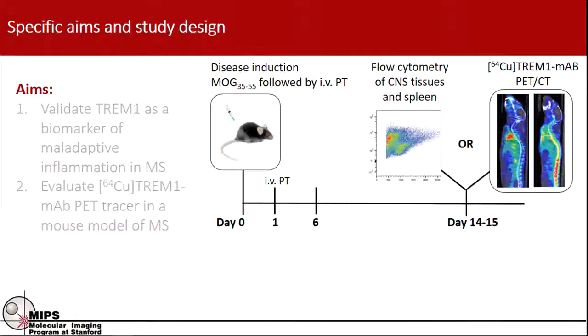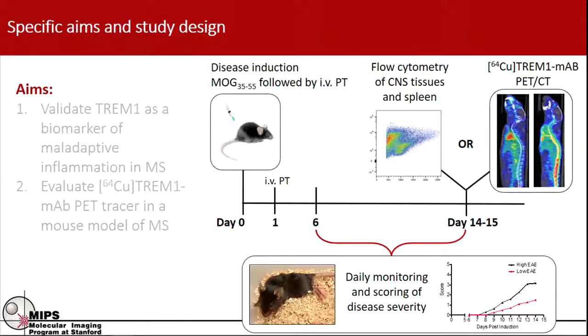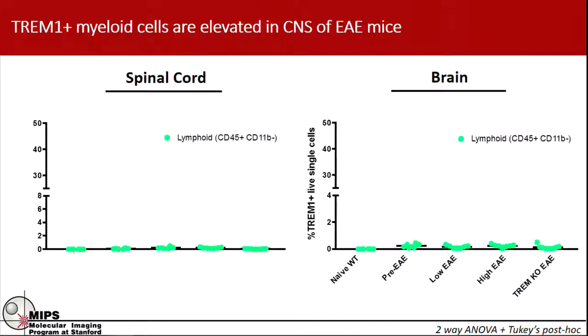So we induced EAE, which is where you give this myelin-specific autoantigen, and then you wait, and sadly, the mice become paralyzed. And so we score them, the disease severity, based on the level of paralysis. And then we did flow cytometry and PET imaging. So here's the flow results.